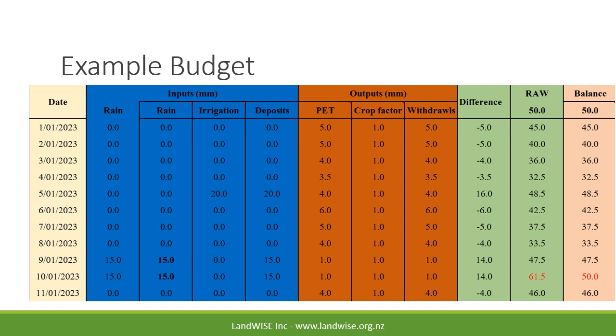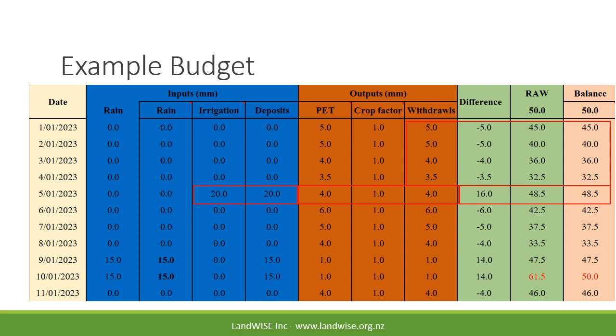If we have a look at this budget, we can see that we haven't put in any irrigation or any rain between the 1st of January and the 4th, but we have, of course, had withdrawals as our plants have been growing. So each day we have seen that our budget has dropped by the amount of evapotranspiration that we've had for that day. On the 5th of January, we decided to apply some irrigation water. So we added 20 millimetres. However, we had a withdrawal of 4 millimetres, so our total addition is only 16 millimetres. However, this has brought us back up to 48.5 millimetres, which is almost back at our total balance and full field capacity.